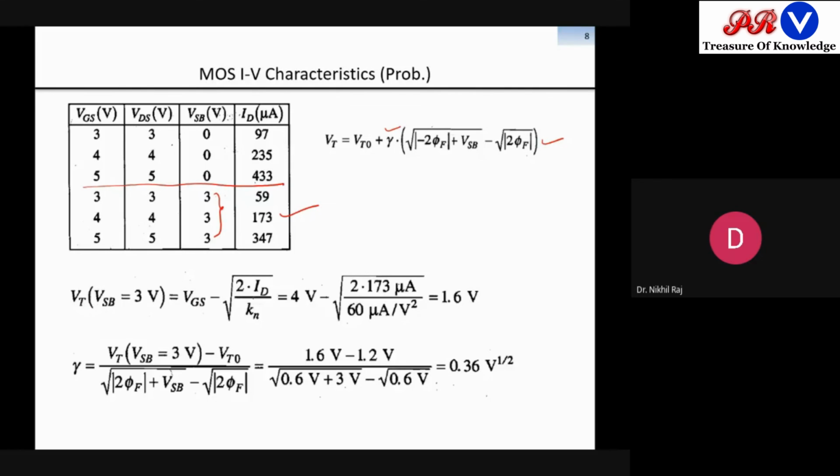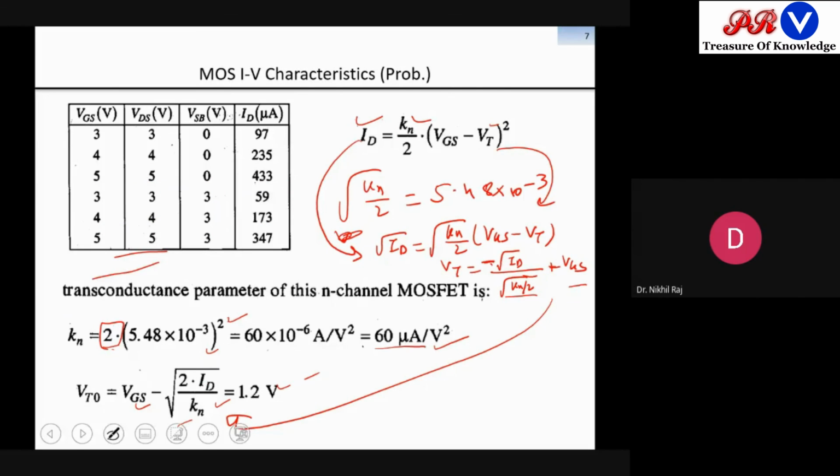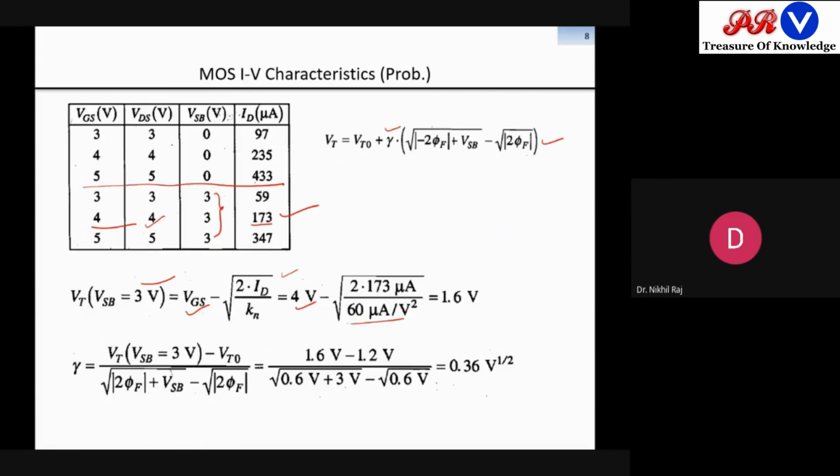So Vt is given by Vgs minus this relation, which we already saw in the previous slide. In this relation Vgs is 4 volt minus the square root of 2 into Id divided by mu and Cox W by L, which is calculated using the previous Kn. This 60 is placed here and we got the Vt value. This Vt is under body effect. Now substitute this Vt here and we calculate the gamma, because other parameters are already given in the data set.